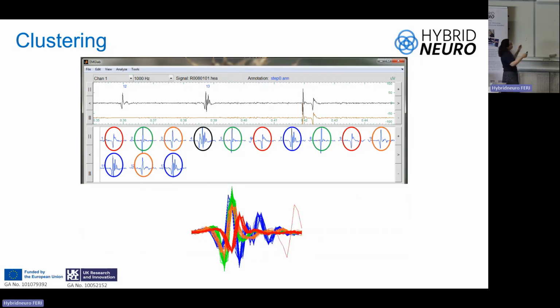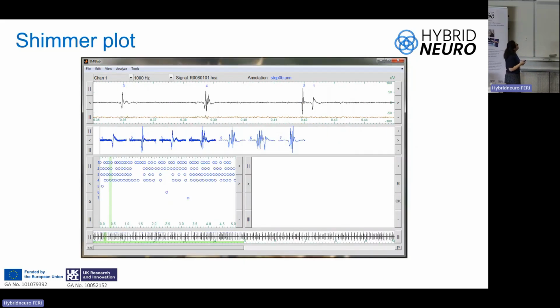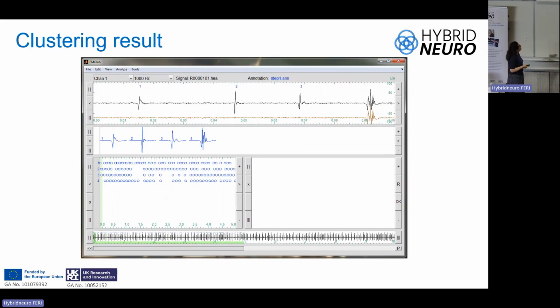Now, if we process the whole signal, you will be able to recognize 4 clusters corresponding to the 4 different motor units. And I represented them here in the next slide. So this is a superimposition of action potentials belonging to the same motor unit. This representation is usually referred to as a shimmer plot. And if you take an average, you get the action potential template.